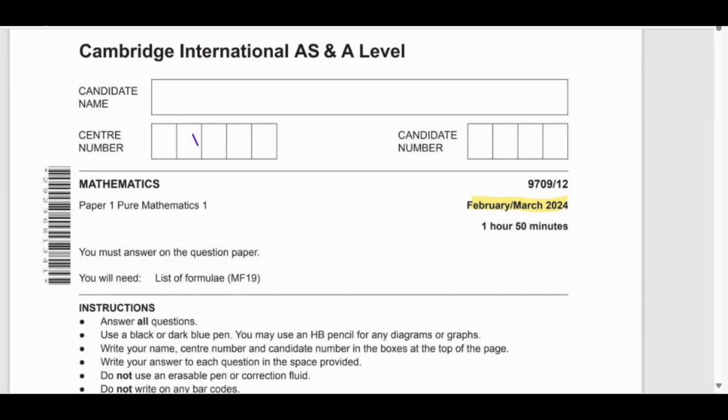Hello everyone. Today we will discuss the remaining questions of this paper, February-March 2021. In last class we have discussed question number 1 to question number 6. Today we will discuss the remaining questions. Let's move to question number 7.